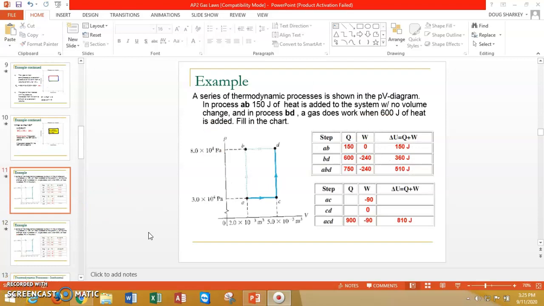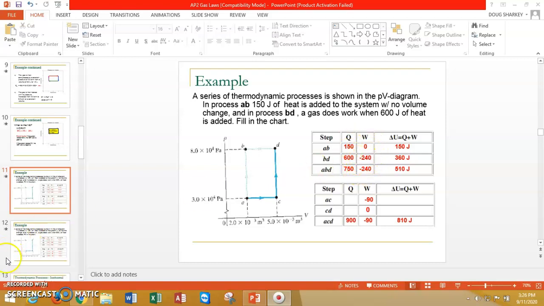Here's a little example problem, and I think I've done all my numbers right, but leave it to me to screw something up. So what they're telling us is that process AB, going from here to here, adds 150 joules of heat. There's no volume change, it's stuck at 2. And then they say for process BD, the gas does work. How do we know? Well, there's a positive volume change from 2 to 5. And in that process, you get 600 joules of heat. So AB is 150, BD is 600, so we get a total of 750 if you add those two up.